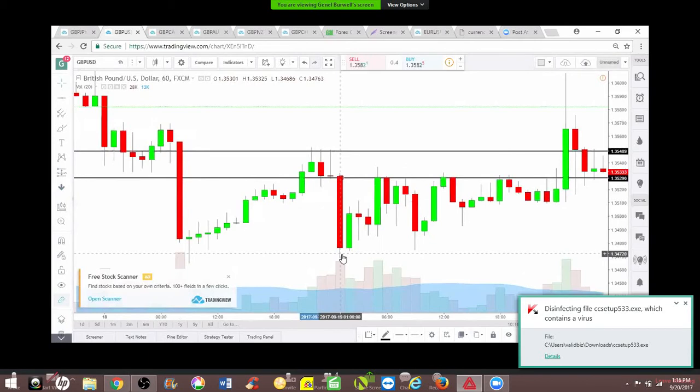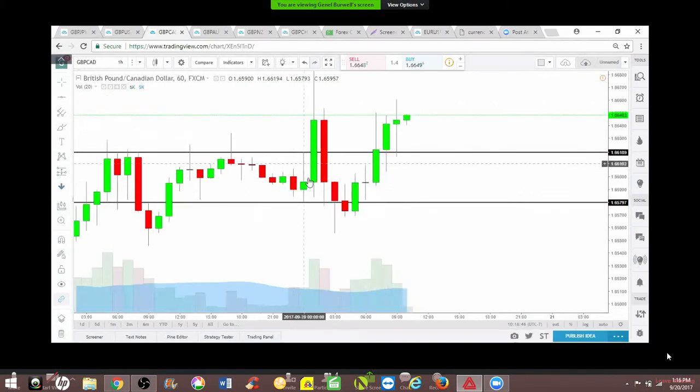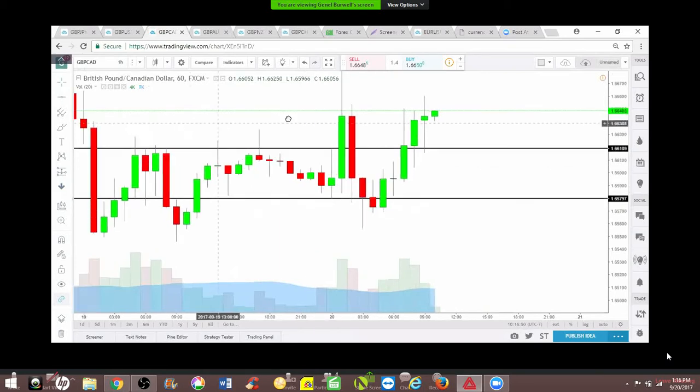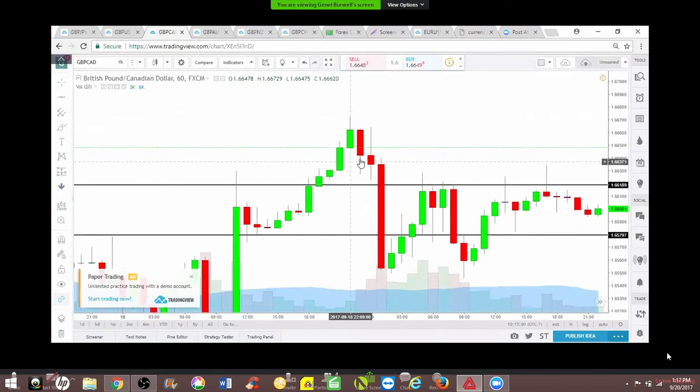Let's go look at GBP CAD. This morning, you see what happened. Here was my high, here was my low. I hit it going there. Let's go look at yesterday. Let's come down some. Here was my candle, so let me draw my line. That was my high. This was my low. Let me get rid of today's lines.